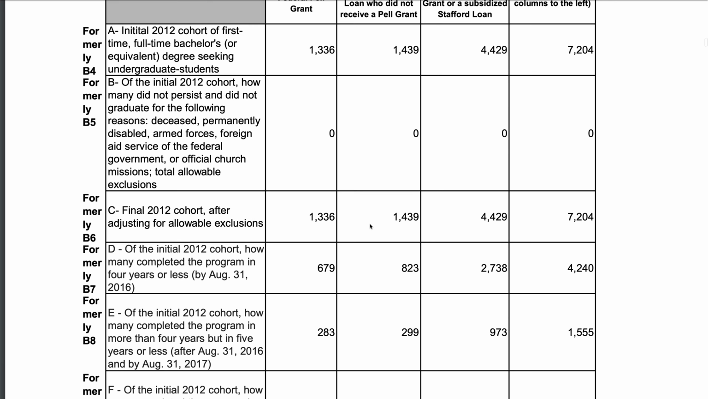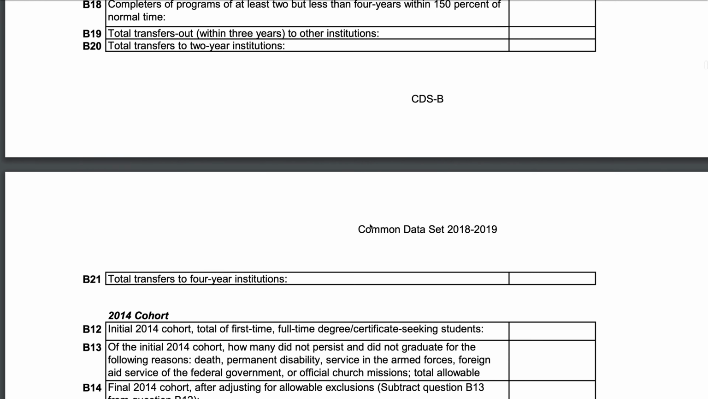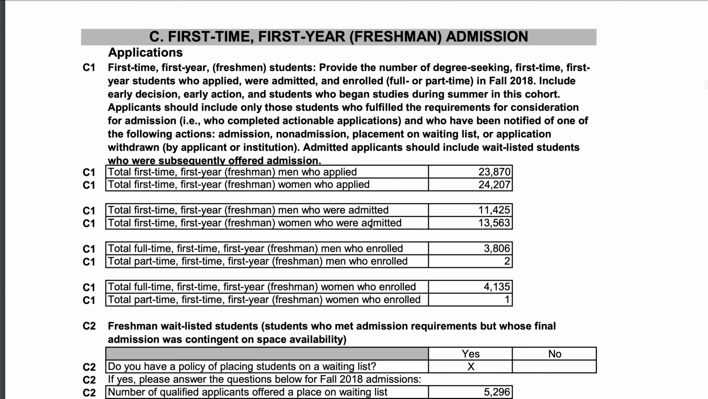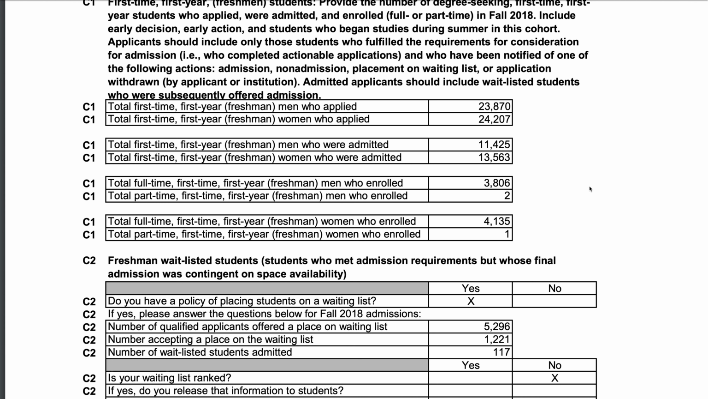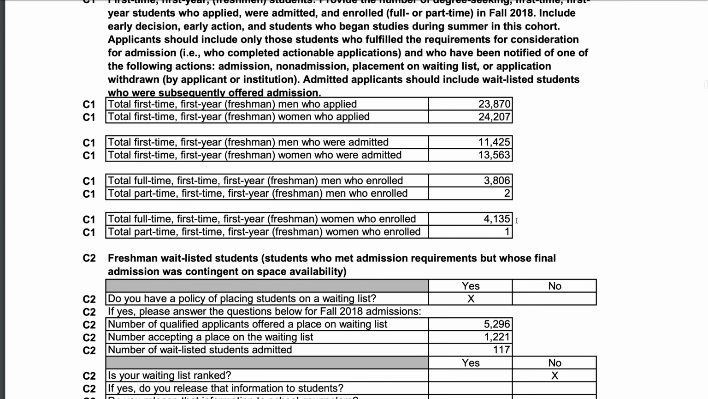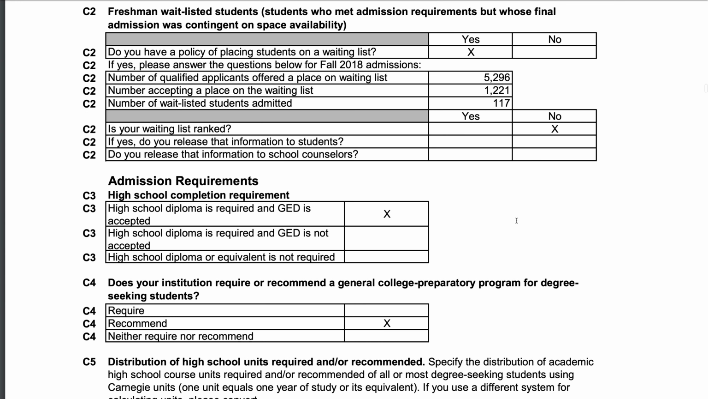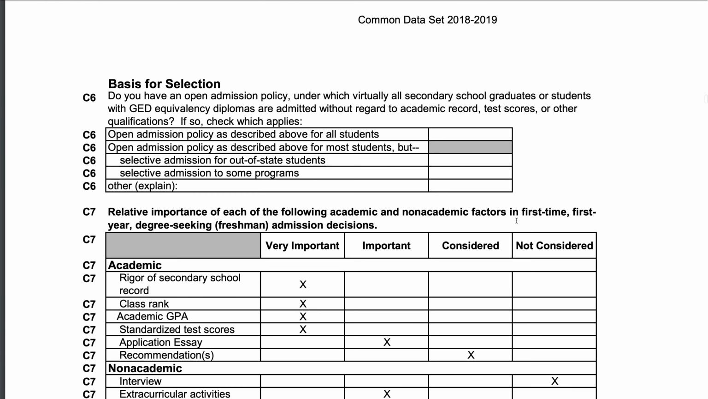Now I want to take you to something very, very interesting. I want to show you the details about how many folks are applying, how many are getting admitted, how many of these are getting enrolled. You can see roughly about 24,000 men and 24,000 women are applying. Roughly about half of them seem to be getting admitted. A lot more women seem to be getting admitted than men. You can see how many men are being enrolled versus women. You can almost see that there are more women in this college than men, which is actually happening in most US colleges now.